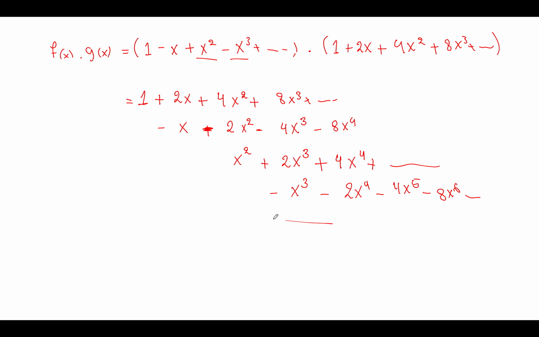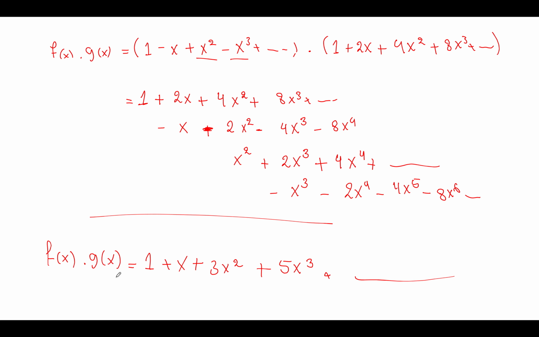So by adding those together, we can have that f of x multiplied by g of x is equal to 1 plus 2x minus x is x, then 4x squared minus 2x squared is 2x squared, plus x squared is 3x squared. Then here we got 8x cubed minus 4x cubed is equal to 4x cubed, plus 2x cubed is equal to 6x cubed, minus 1x cubed is equal to 5x cubed. And we will keep going for the rest.